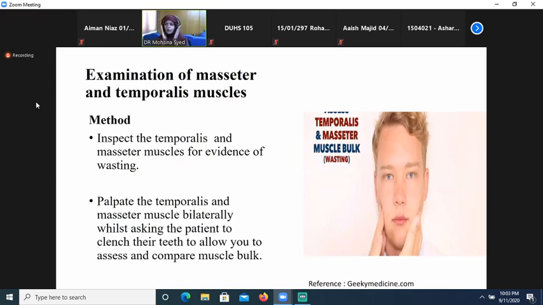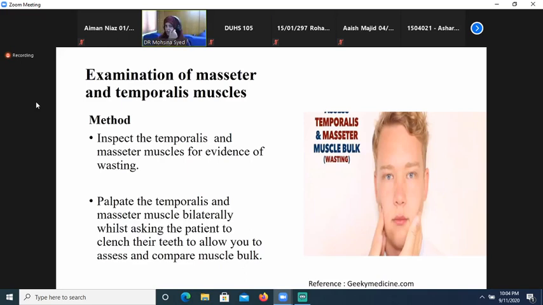How do we do this? We ask the patient to clench the teeth like this, and we palpate the temporalis and masseter simultaneously and look for any wasting and the muscle contraction. We feel for the muscle contraction and also for the wasting like this. When the patient clenches his mouth like this, you can feel the muscle contraction and also the wasting.